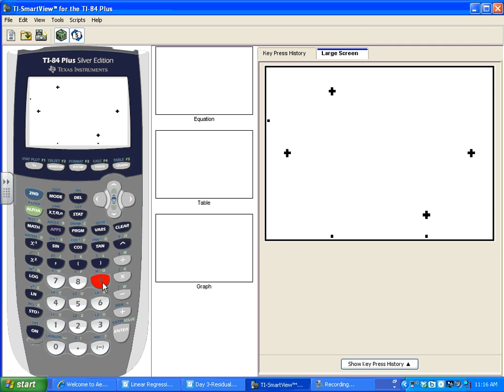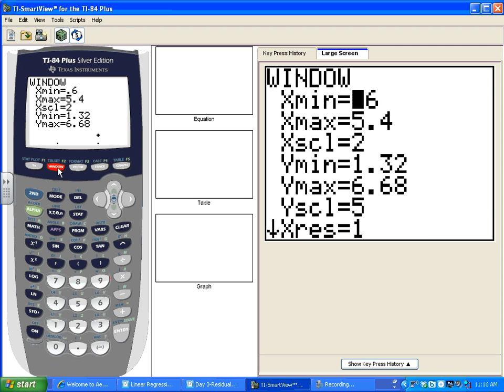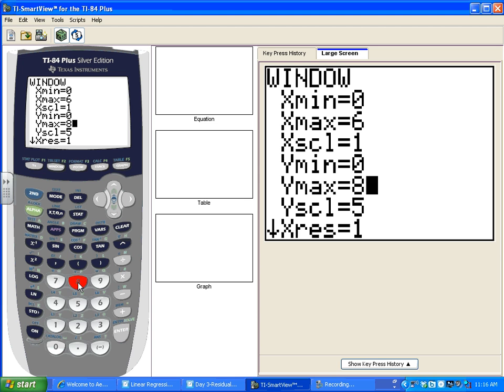Remember, you as an individual can go and adjust that window. This is just what the calculator does. For me, I'm going to make my window 0 to 6, with my x scale being 1. It makes more sense. I don't like the decimals. My y, 0 to, I don't know, I'll make that 8, and I'll scale that by 1s also.